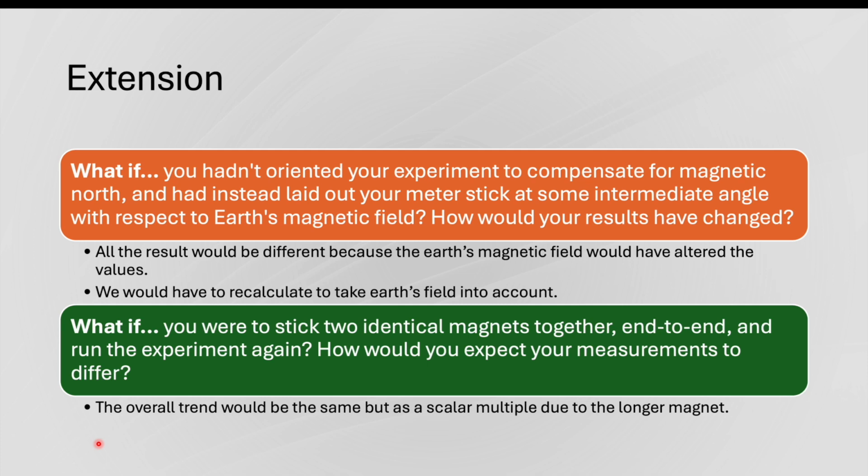So as an extension, what if you oriented your experiment to compensate for the magnetic north? If we hadn't compensated, then all the results would be different because the Earth's magnetic field would not be only in one direction but would also impact the x direction, and we would have to recalculate everything to take into account the Earth's field, or we'd have to just scrap it all and redo the experiment. And if we stuck two magnets back to back, then the overall trend would be the same, so it would just be a scalar multiple of the first magnet. It might not be exactly times 2 depending on the nature of the magnet, but it would be fairly similar.